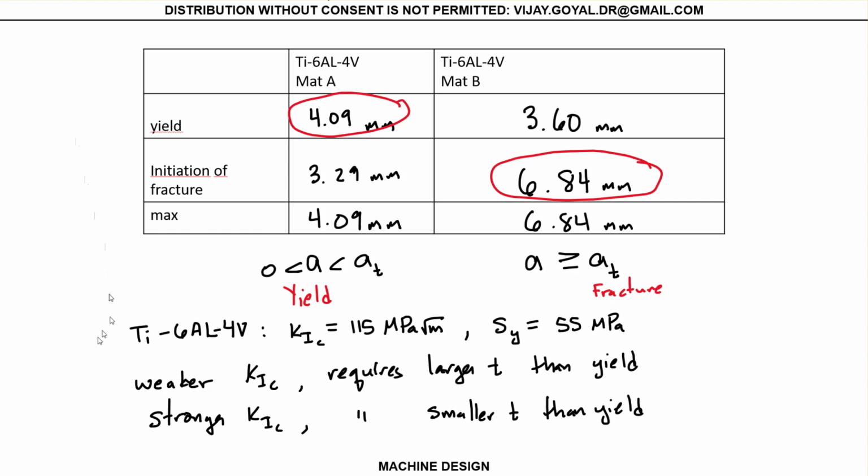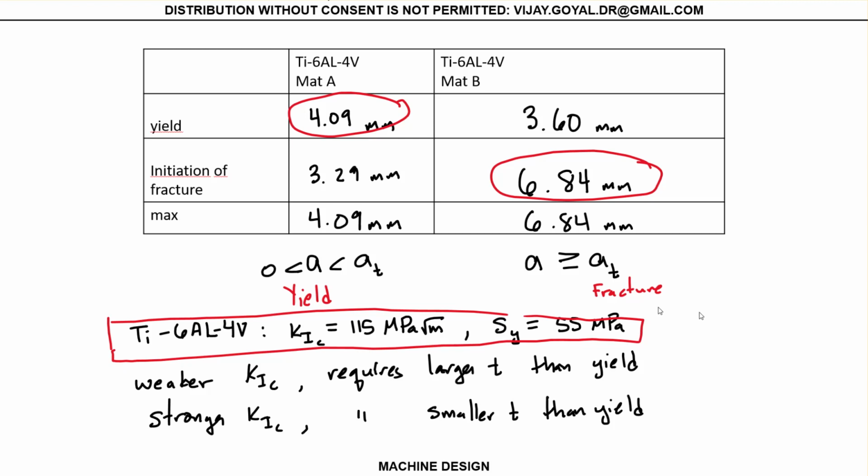But the solution to the problem that we are looking for is this one right here. This is the material that you will use. And for this particular material, you have a thickness of 4.09 millimeters. Okay, this is the solution. This is the completion of example number 2.